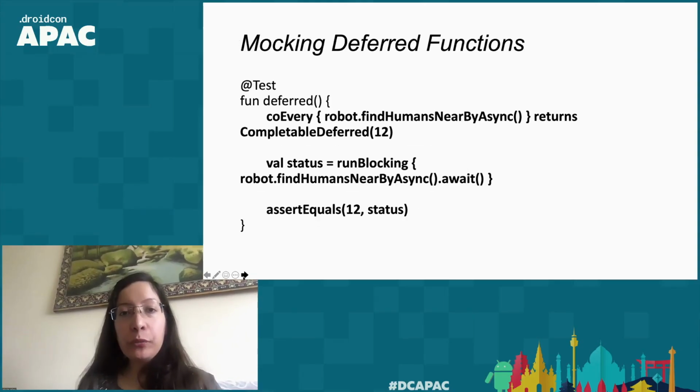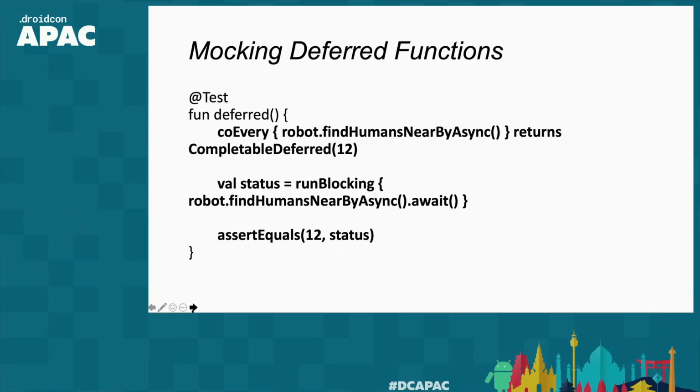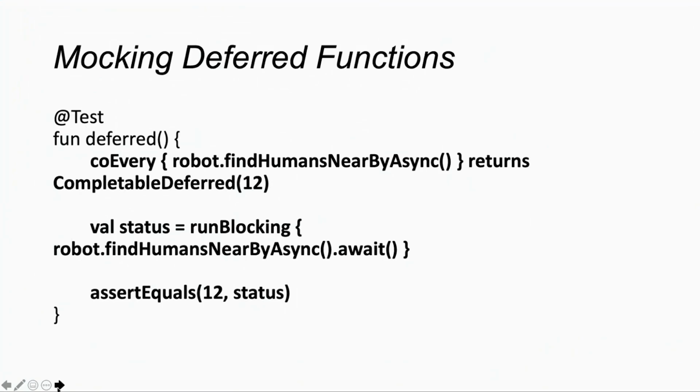Now moving on to mocking deferred functions. When you mock deferred functions, you need to return a deferred result. That's why here I have returned a CompletableDeferred. And again, I'm making the call to the method in the runBlocking block, and after that, I verify the result.